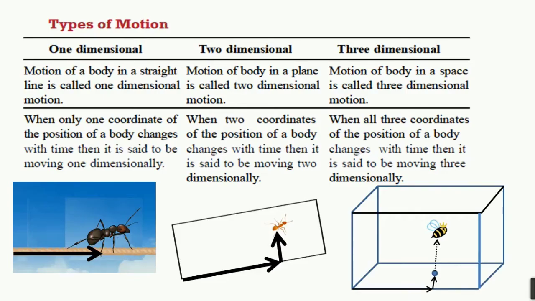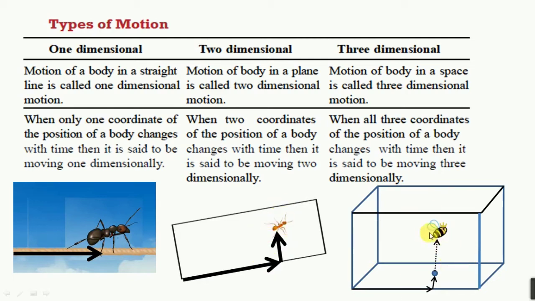So these are the types of motion. We have one dimensional, two dimensional and three dimensional motion. In one dimensional motion we need only one coordinate to find the position of the object. In this picture you can see we just need the x-axis to find the position of the ant. If this ant is moving on a piece of paper, then we need two dimensions to find the position. First we have to go this much distance along the x-axis, and then this much distance in the y direction, then only we'll find the position of this ant.